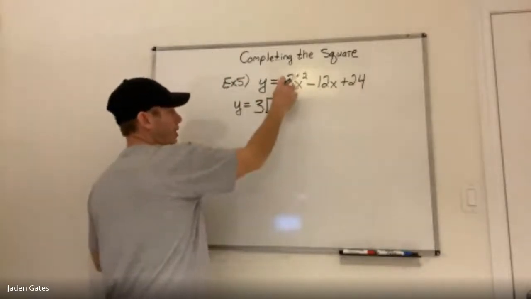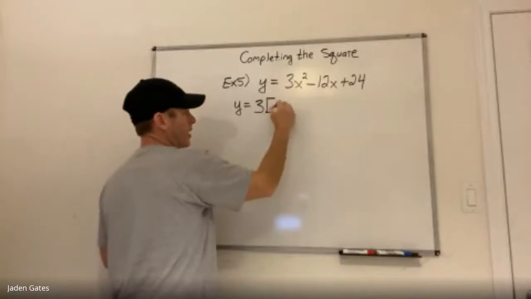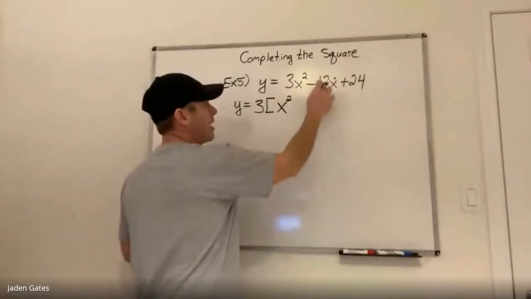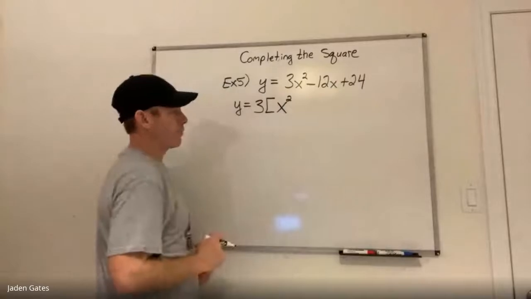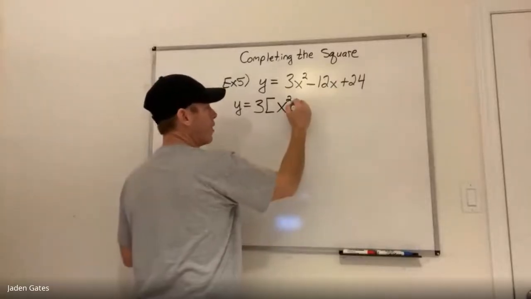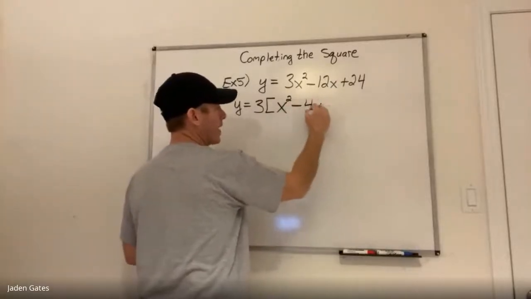and so 3 divided by 3, well, that's 1, so I'm going to have just an x squared here. Negative 12x divided by 3. Negative 12 divided by 3 is negative 4, and then I'm going to have the x.